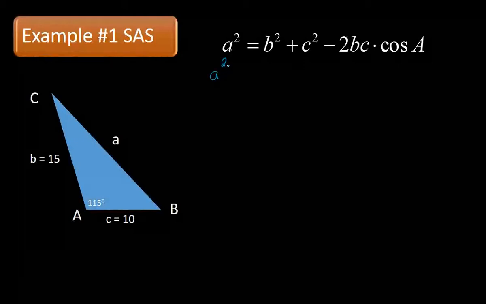So a squared, b squared was 15, so I'm going to have 15 squared. C was 10, so 10 squared minus 2 times b, 15, times c, 10, and then cosine of 115 degrees. So I can plug all of this in my calculator just as you see it. The one thing you have to remember is that this is solved for a squared. So after you plug this in, you're going to need to take the square root of your answer, or you could put the square root right at the beginning of your computation and you can get it that way too.